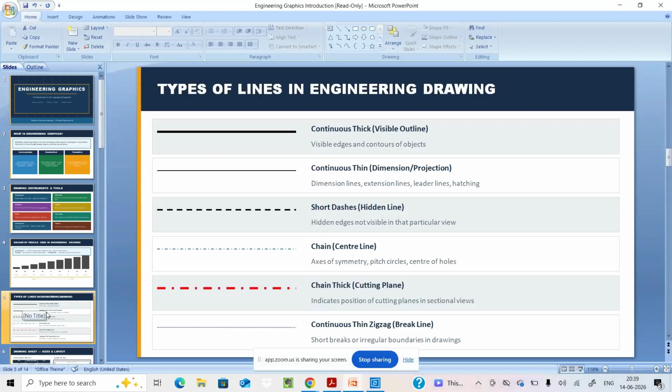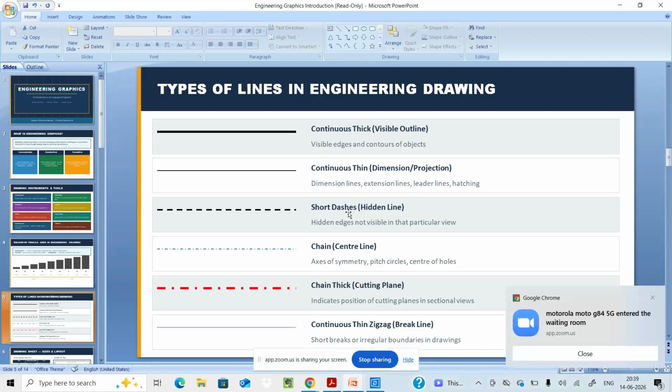The first and foremost is the continuous thick visible outline. Wherever you draw, you should use this. You might ask which pencil to be used. For this purpose, we'll use the HB pencil. Now, the continuous thin line, for dimension purposes, projection and other things, you can use your 2H pencil.